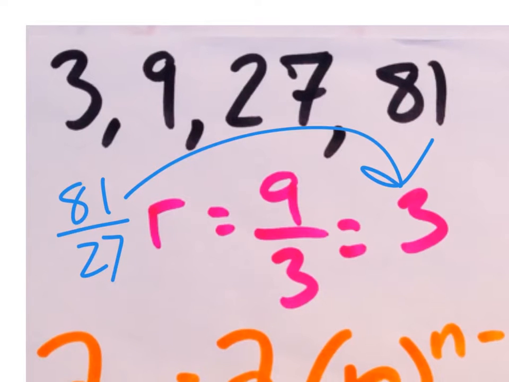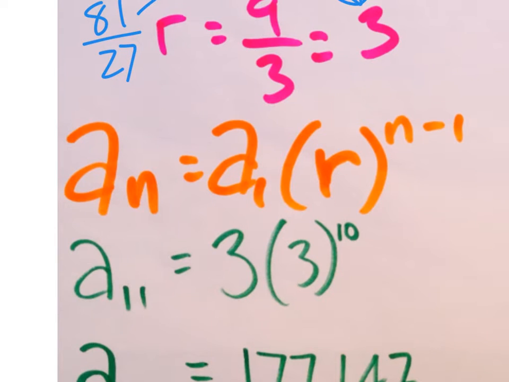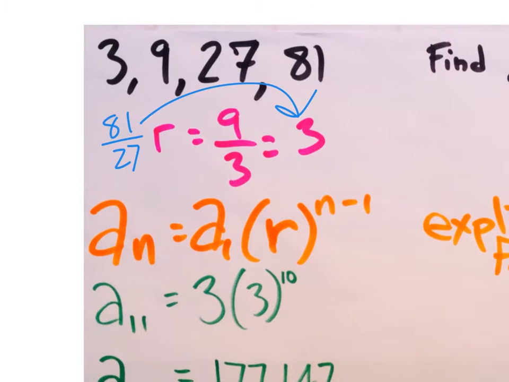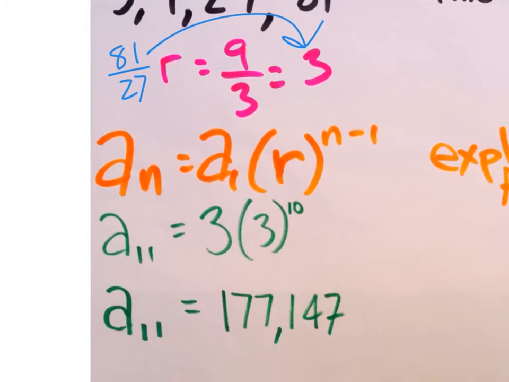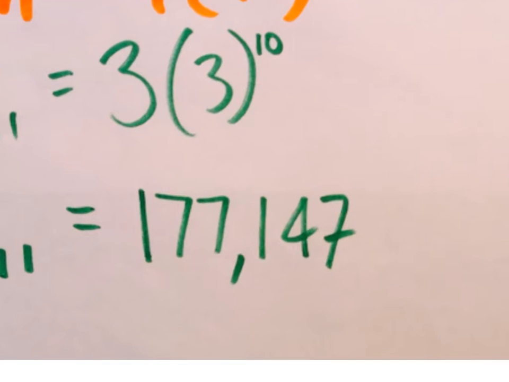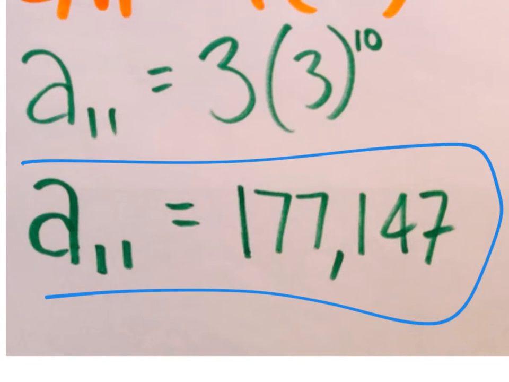So we've got the ratio, and we've got our formula, which is a sub n equals the first term times the ratio raised to n minus 1. In this case, it's going to be a sub 11, which is the term that we're looking for, equals the first term, which is 3, multiplied by the ratio that we just figured out, raised to the 10th power because it's 11 minus 1. And when you plug that into your calculator, that's going to let us know that the 11th term is 177,147. Tremendous. This is our answer.